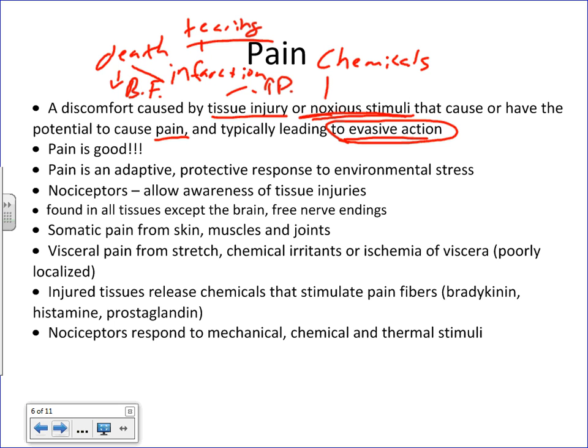Now, pain leads to an evasive action. You're doing the math here, which is pretty easy to figure out, that these stimuli are obviously not conducive to our well-being. These stimuli, in turn, are damaging our tissues, damaging our bodies. Hence the evasive action. Now pain is good. Pain is a good thing because it allows us to be aware of what's going on. Pain is an adaptive, protective response.